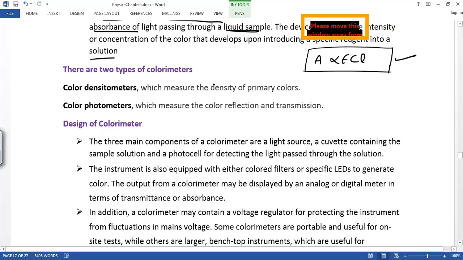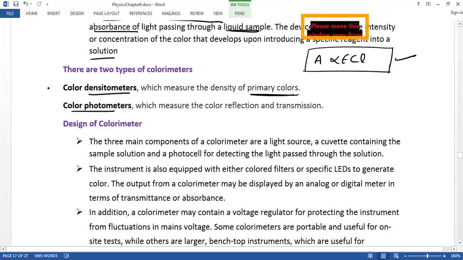There are two types of calorimeter. The first one is the color densitometer, which measures the density of primary colors. So this color densitometer will measure the density of primary colors, that is red, blue, green. And the next one is the color photometer.